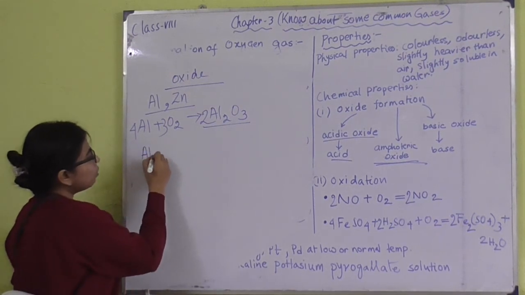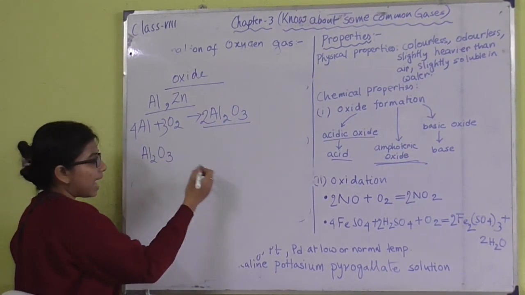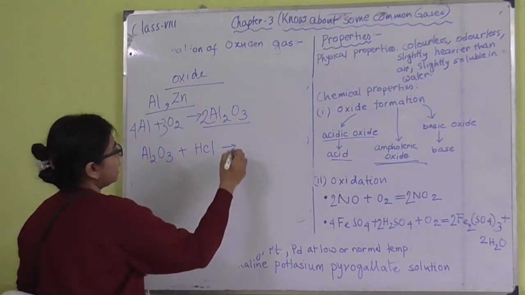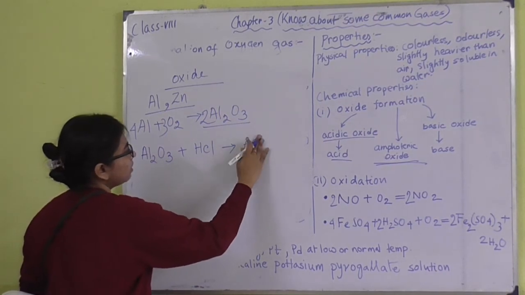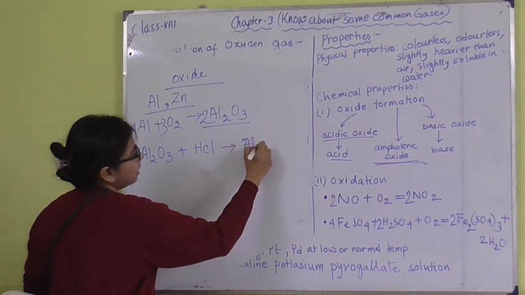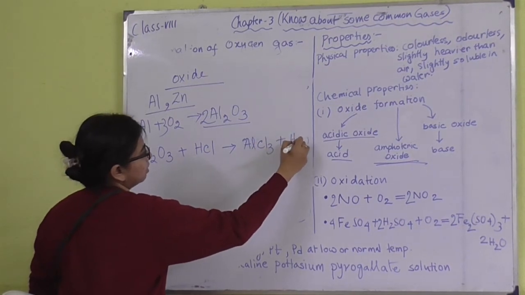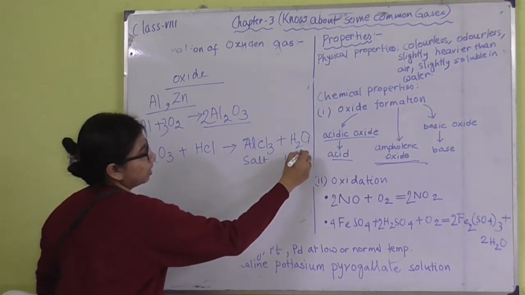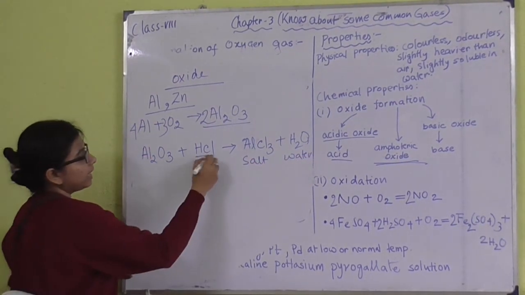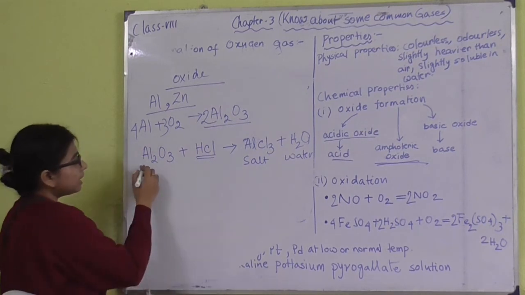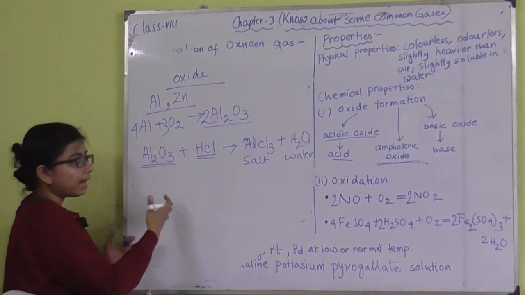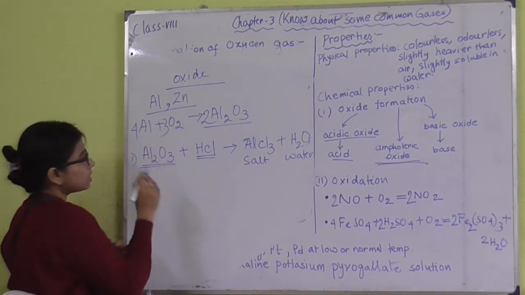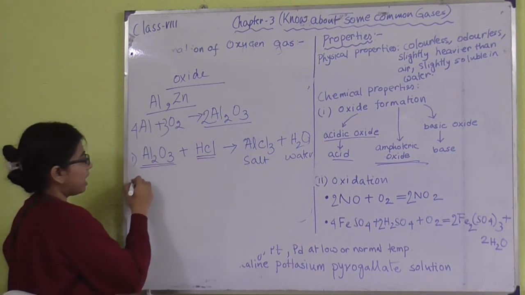Suppose when Al2O3 reacts with an acid, suppose I have taken here HCl, then it will give AlCl3 and water. Okay, simply a salt and water. Now we know HCl is an acid, so here Al2O3 is acting like a basic oxide. So this is the first kind of action.